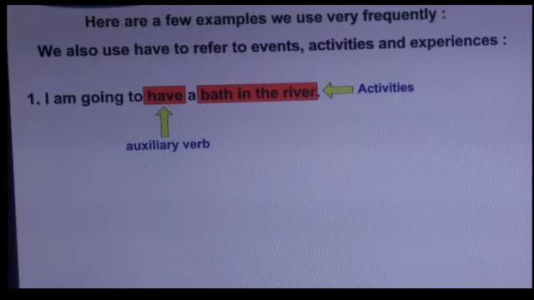Have is also used to represent different events, different activities and different experiences. Let us see how we use have related to events, activities and experiences very frequently with the help of a few examples. Number 1, I am going to have a bath in the river. Again, have is an auxiliary verb, whereas bath in the river shows some activity.